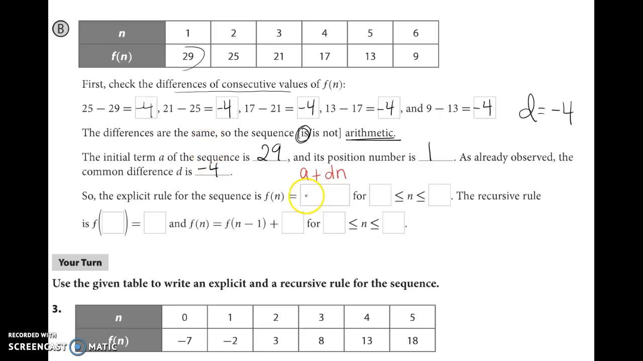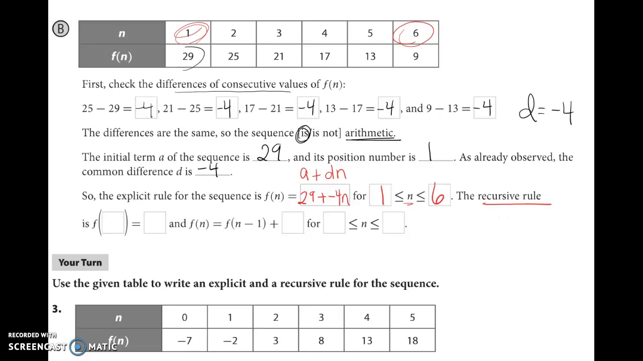We know A is 29. We know our common difference is negative 4, and n is our variable. In this, what are the n values? We go from 1, not 0 like the last one, to 6.